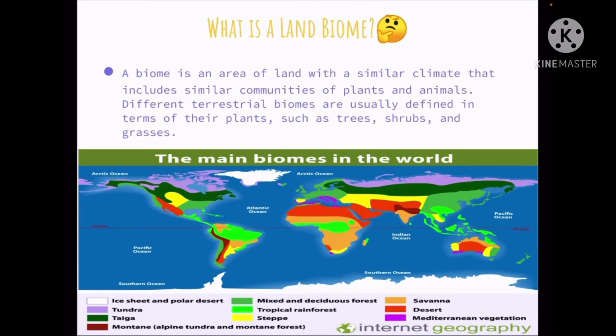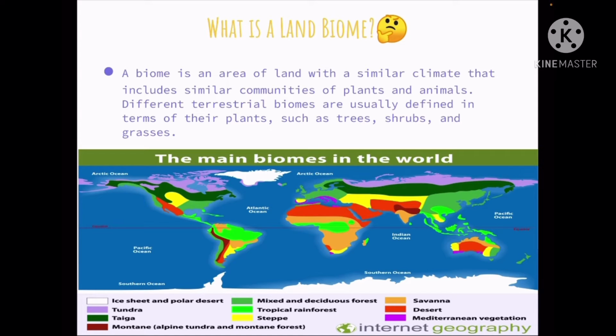What is a land biome, you may ask me? Well, a land biome is an area of land that has a similar climate and similar communities of animals and plants. There are many different kinds of terrestrial biomes, which are defined in terms of their plants, such as shrubs, grasses, and trees.